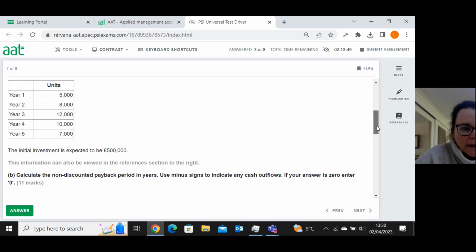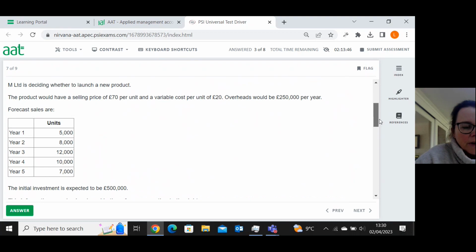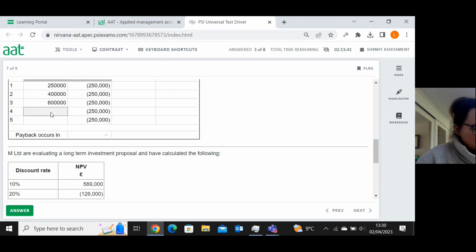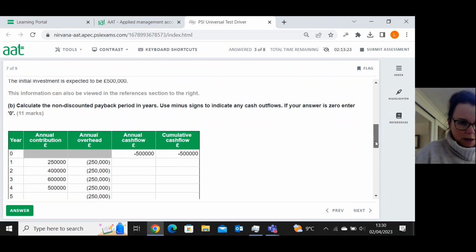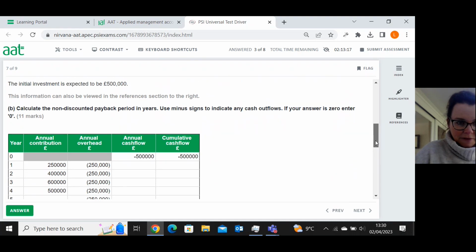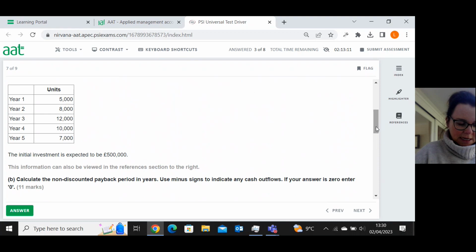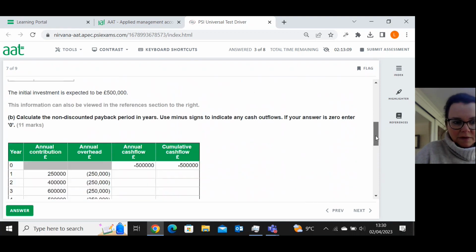And do we need to go any further? Year 4, we could do 10,000 units times 50. And in year 5, I haven't filled these in the mark scheme for some reason. I think they must have left them out because you don't technically need them for the payback. But for exam purposes, if you can fill it in, I'm going to fill it in. Year 5, I've got 7,000 units times 50, which is 350,000.